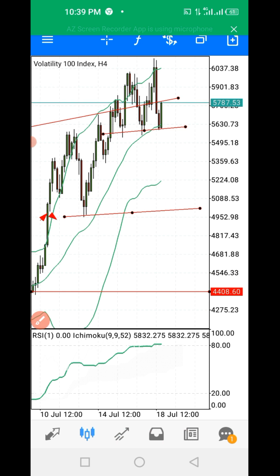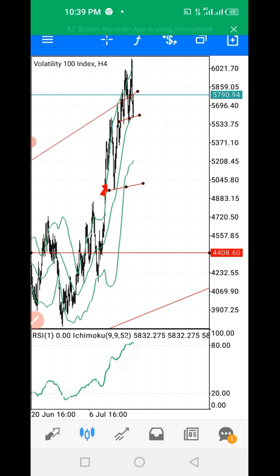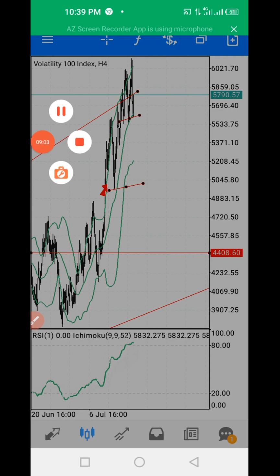Take notes. Let's see what plays out on this market. You can analyze the market, it's very simple. Practice, practice, practice.